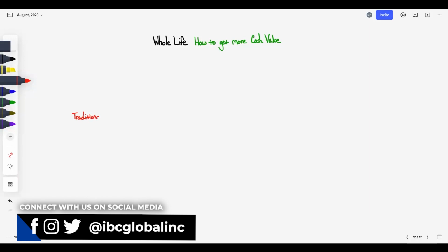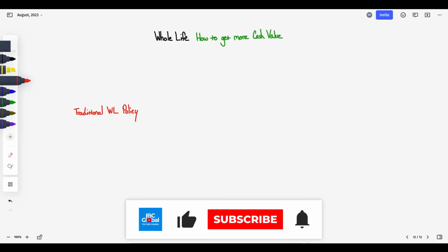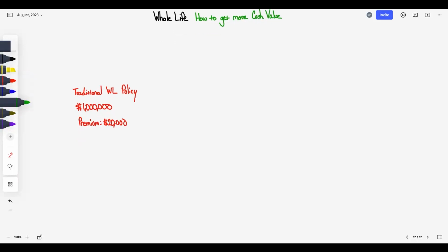And when I say a traditional whole life insurance policy, I mean a policy that is just a life insurance policy. Meaning, when you were shown this policy or proposed it, it sounded something like this. Here's a life insurance policy for $1 million. The premium is $20,000 per year. Your cash value, day one, is 0.